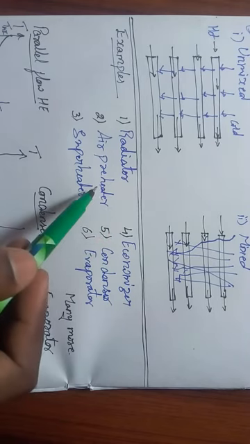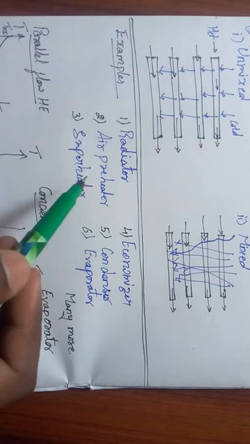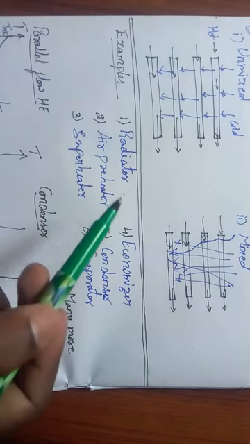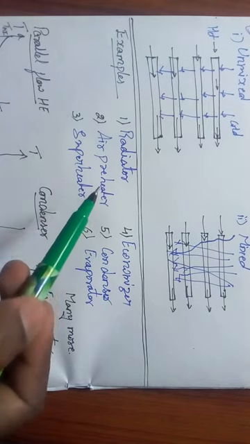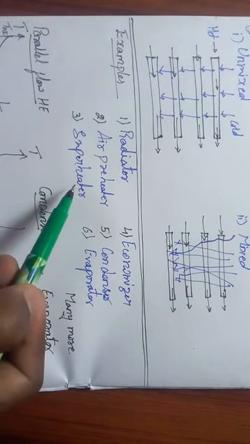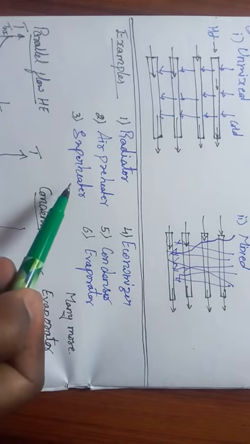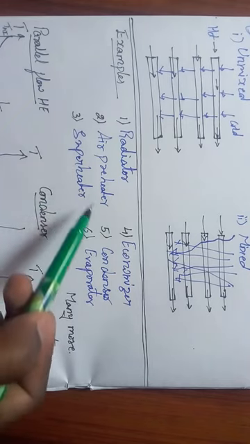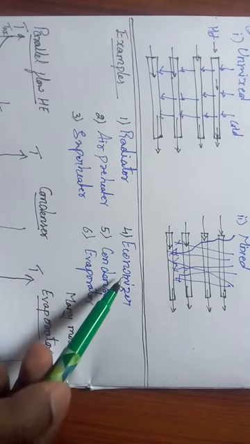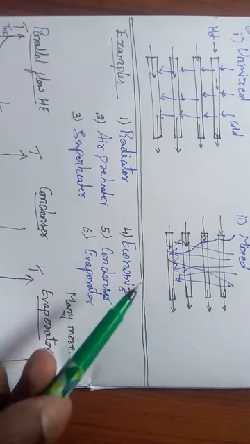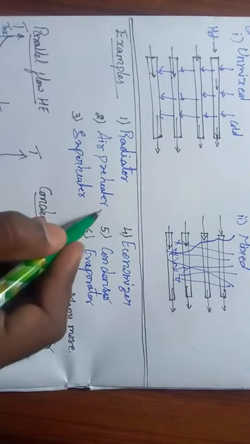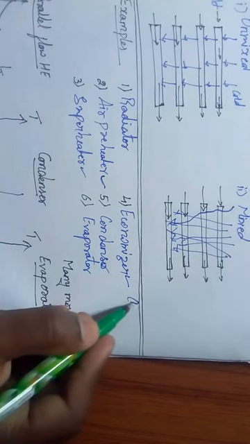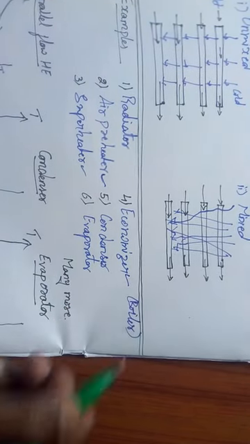If I say air preheater, it is air which is going to the combustion chamber in a boiler, and it will be heated up before entering the chamber by means of exhaust gases. Superheater is a device which converts the steam to superheated steam. And economizer is a device which heats the water before it enters the boiler. So these three are the devices of a boiler.